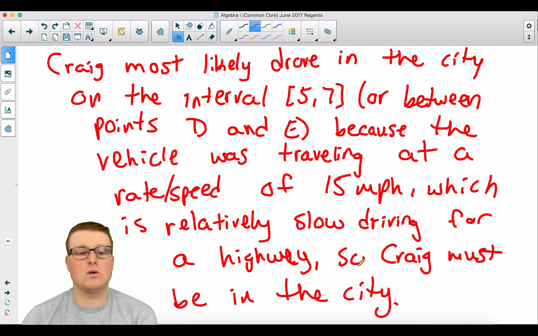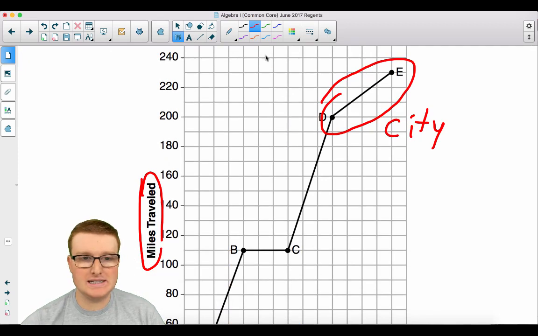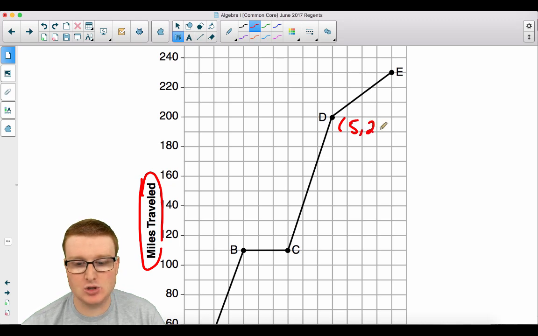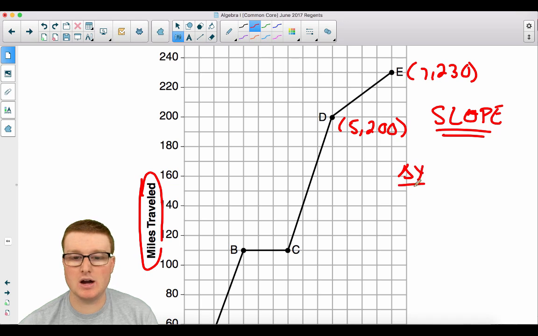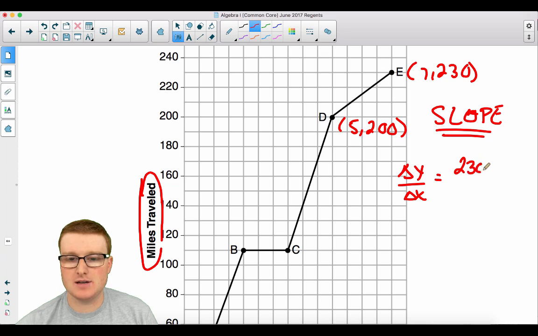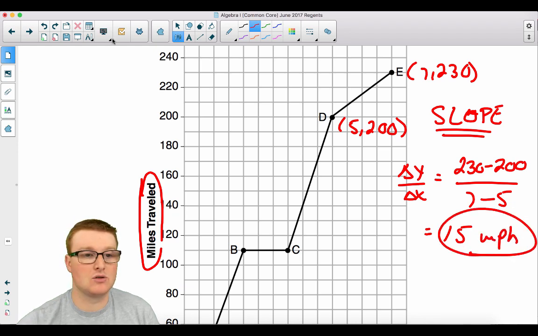Okay, now if you're asking yourself, well, how did he get 15 miles an hour? I'd be more than happy to show you. You go back to your graph. Point D in this case is the point (5, 200), and E is the point (7, 230). All you need to do is calculate the slope of that line. So you do the change in y over the change in x, which is y2 minus y1 over x2 minus x1. You get 230 minus 200 over 7 minus 5. You get an answer of 15 miles per hour. That's how I got that rate.